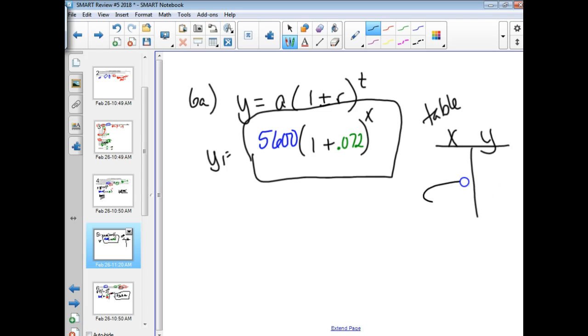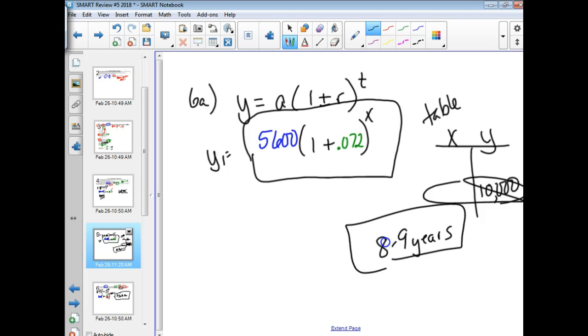And we're going to keep scrolling down until you can see a value of approximately 10,000. It's not going to be exact, so you can tell me between such and such year. So look for, it won't be exact, but close to 10,000 over here. All right, so 8 to 9 years. And that's our answer. I think the problem will even say, use your graphing calculator's table.